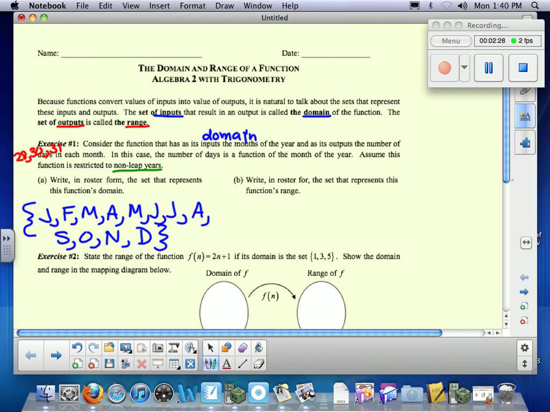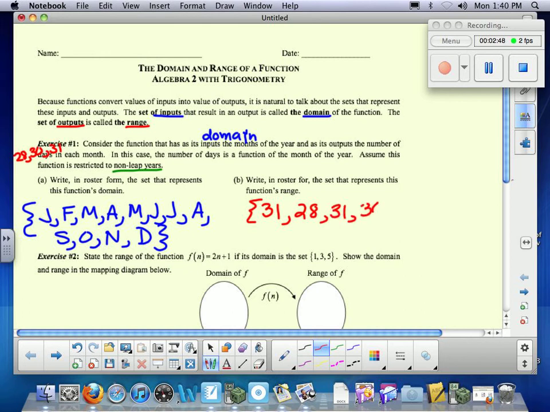In roster form, what is the set that represents the range? I will admit that I had to do the 30 days: September, April, June, and November have 30. All the rest have 31 except for February. I had to do that several times to get through this, so I'm not going to do that again. January is 31, February is 28, March, April, May, June, July, August.